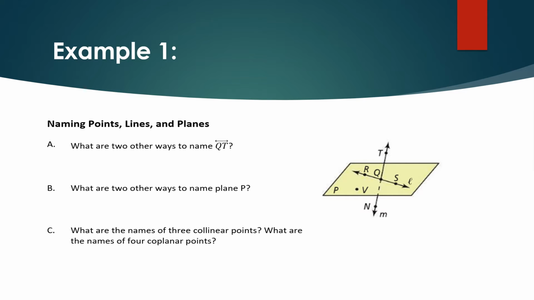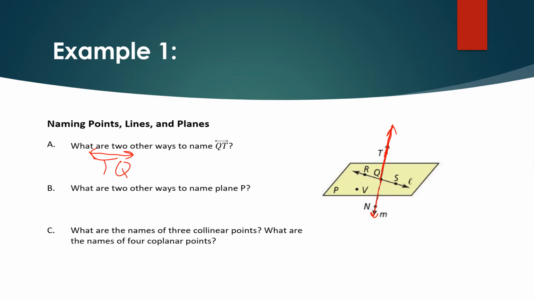All right, so example 1. Here they want us to name points, lines, and planes. For part A, they're asking, what are 2 ways to name line QT? I always recommend highlighting the line that we're talking about. So QT is going into this plane here. And one way we can name it is just by reversing the letters. Plain and simple, we can call this TQ, no big deal.